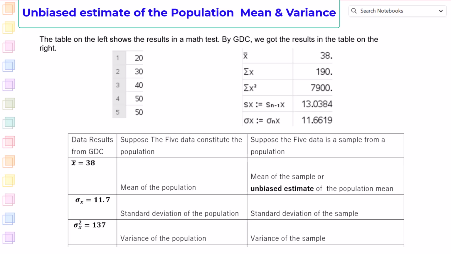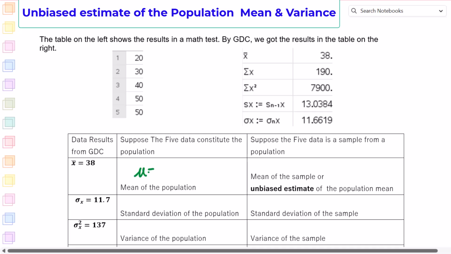The table on the left shows the results in a math test. By GDC, we got the results in this table on the right. Suppose these 5 data constitute the population. Then the mean of the population mu equals 38.